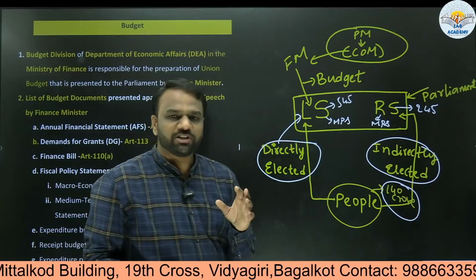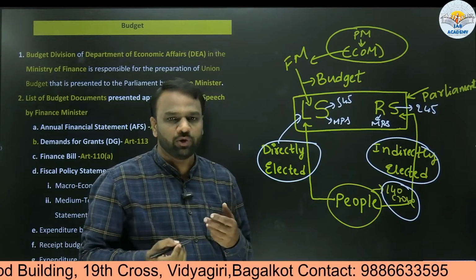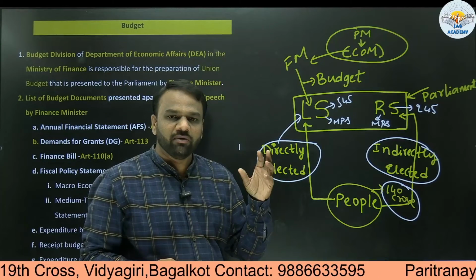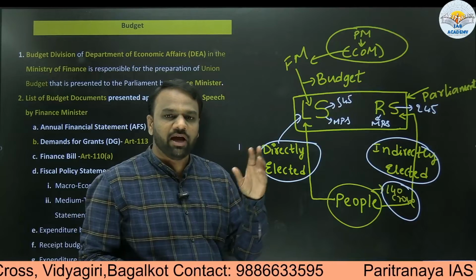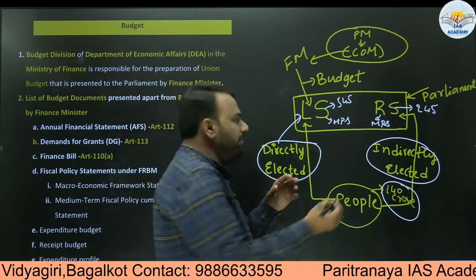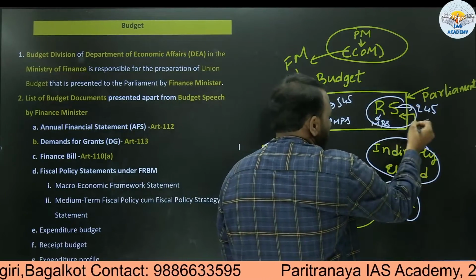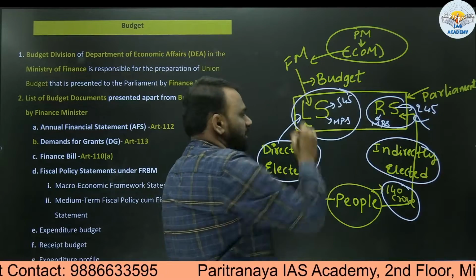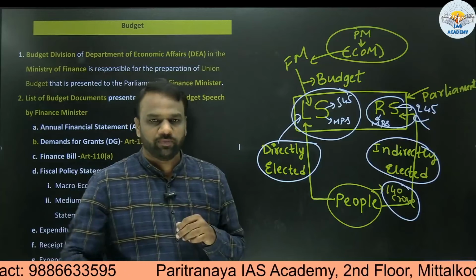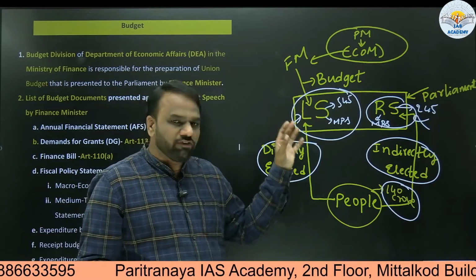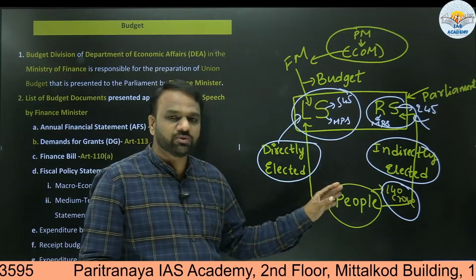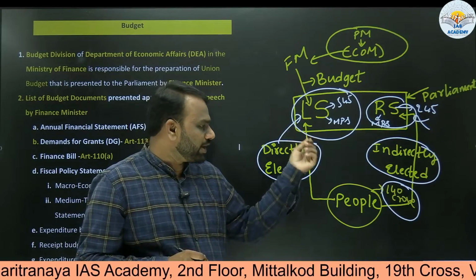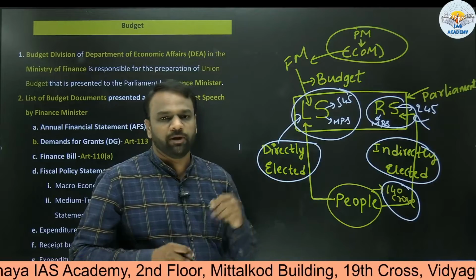When it comes to the budget, Rajya Sabha does not have a major role to play. While discussing polity, we have seen the limitations of Rajya Sabha as far as the budget is concerned. So for the time being, I'll ignore Rajya Sabha and take into account only Lok Sabha. Lok Sabha has 545 MPs who are representatives of 140 crore people.